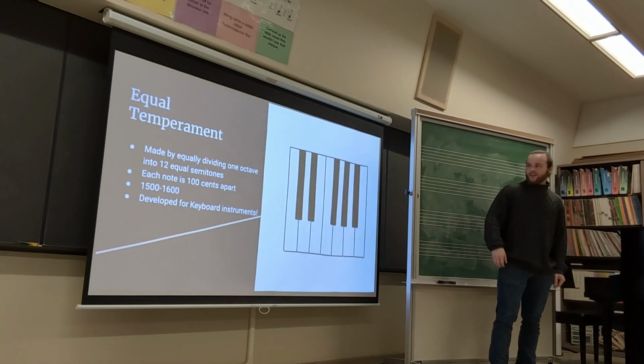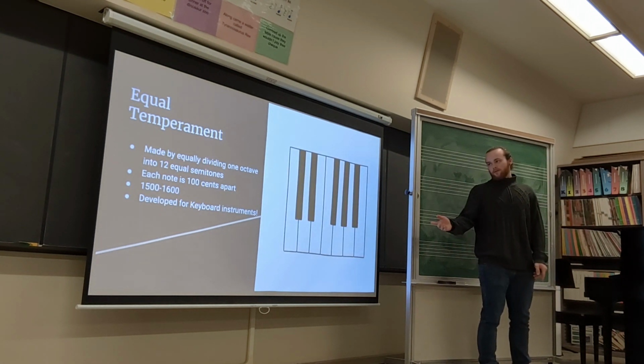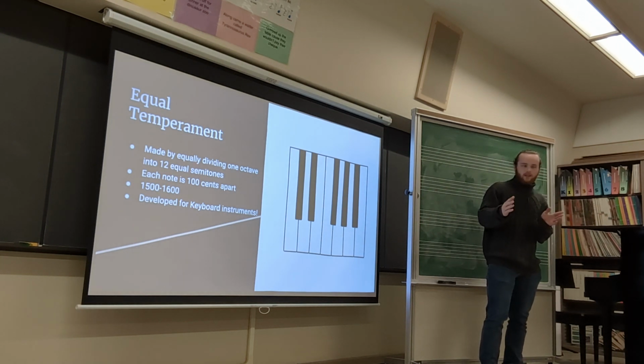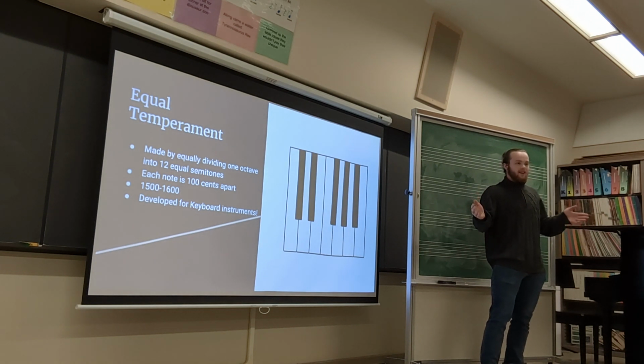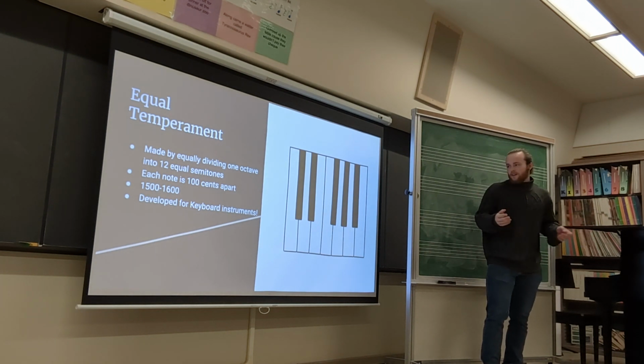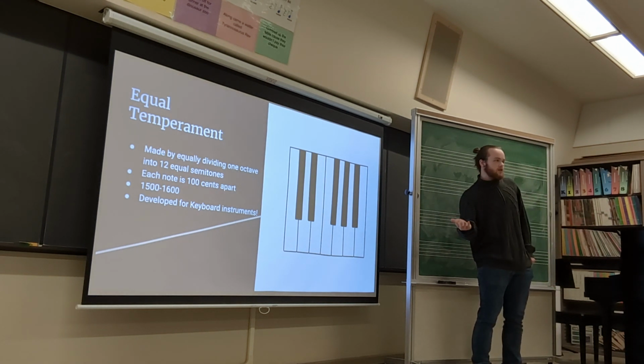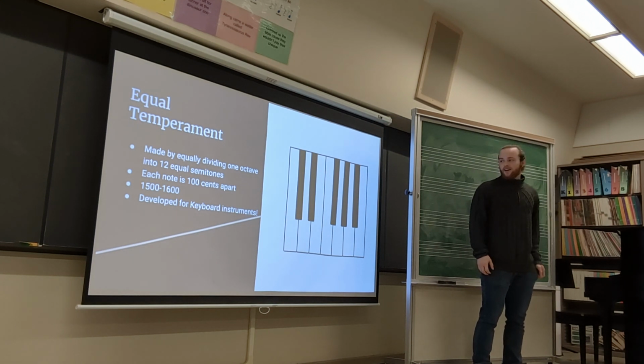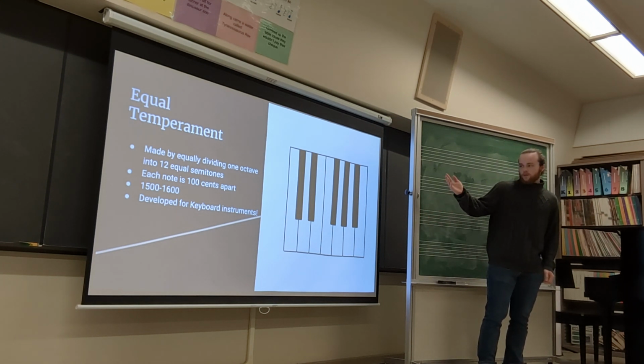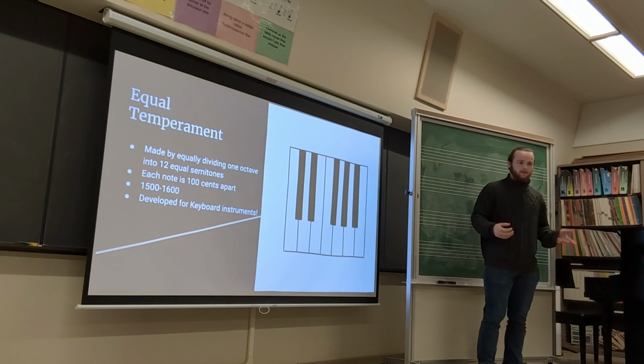Then hit the next slide, which is why equal temperament was invented. Equal temperament is made by taking that same octave and dividing it into 12 equal parts, so each note is 100 cents apart exactly, which is great if you're playing in whatever key you want to play in. This was developed in the 1500s or 1600s, depending on who you look at. Some people say it was invented in Asia, some in Western Europe, whatever, it doesn't matter. It was invented, however, for keyboard instruments like piano, marimba, whatever you want to say.